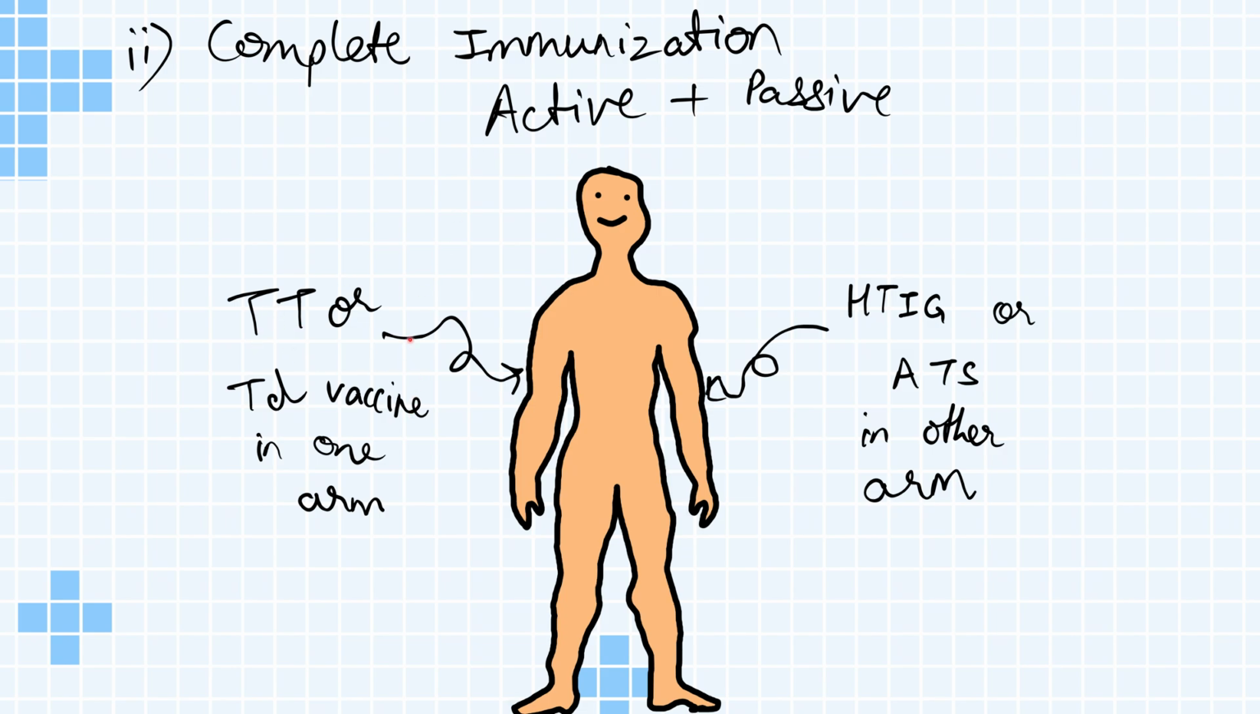Active immunization is provided using TT or Td vaccine in one arm, whereas passive immunization is provided using human tetanus immunoglobulins or anti-tetanus serum in the other arm. Passive immunization gives immediate protection by neutralizing circulating toxin, while active immunization helps the body develop long-term immunity. Giving them in separate arms prevents interference between the antibody preparation and the vaccine response.